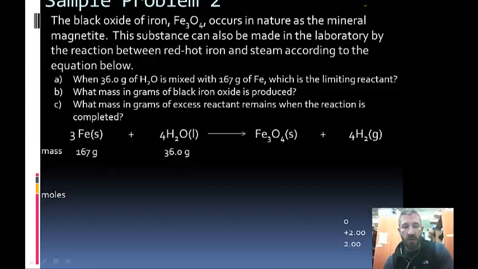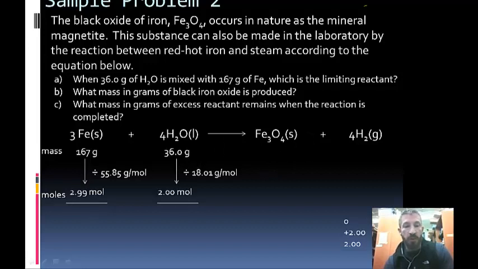Now to do a RICE table, we're going to have to change both of these to moles. So we divide each by the molar mass. The moles of iron is 2.99, and the moles of water is 2. Now we know the initial moles; the other two are not reactants, so these two would be 0 initially.